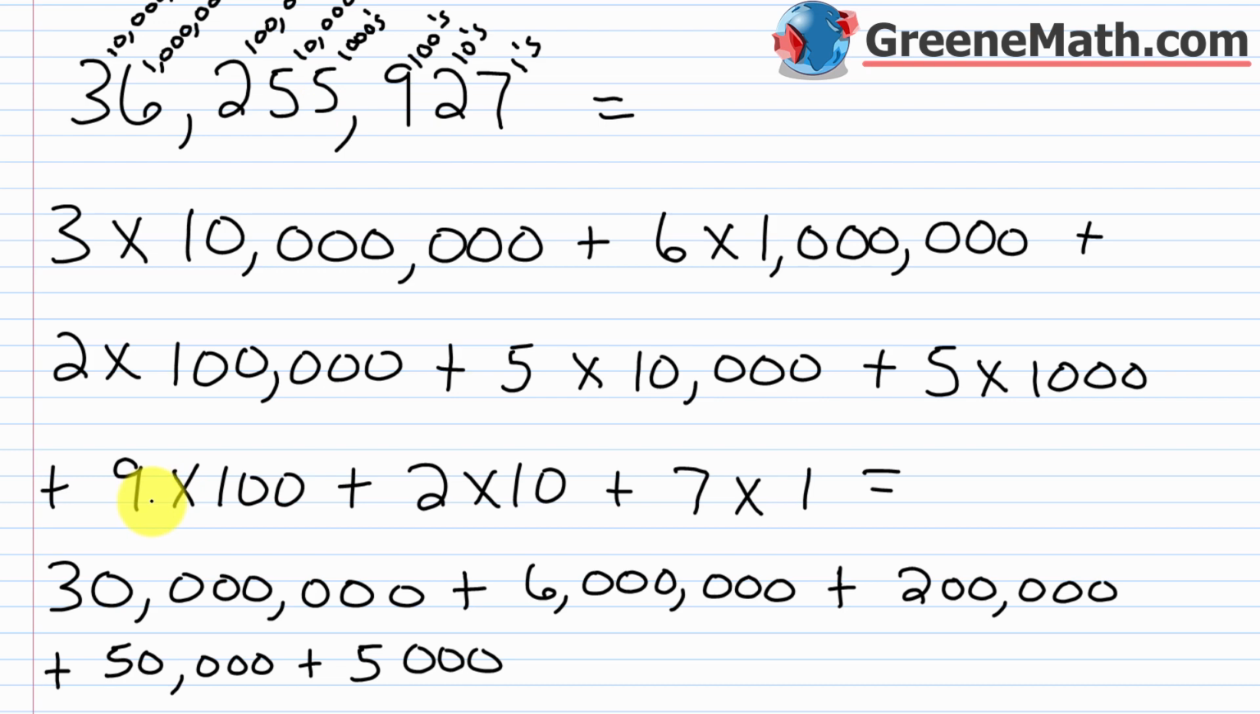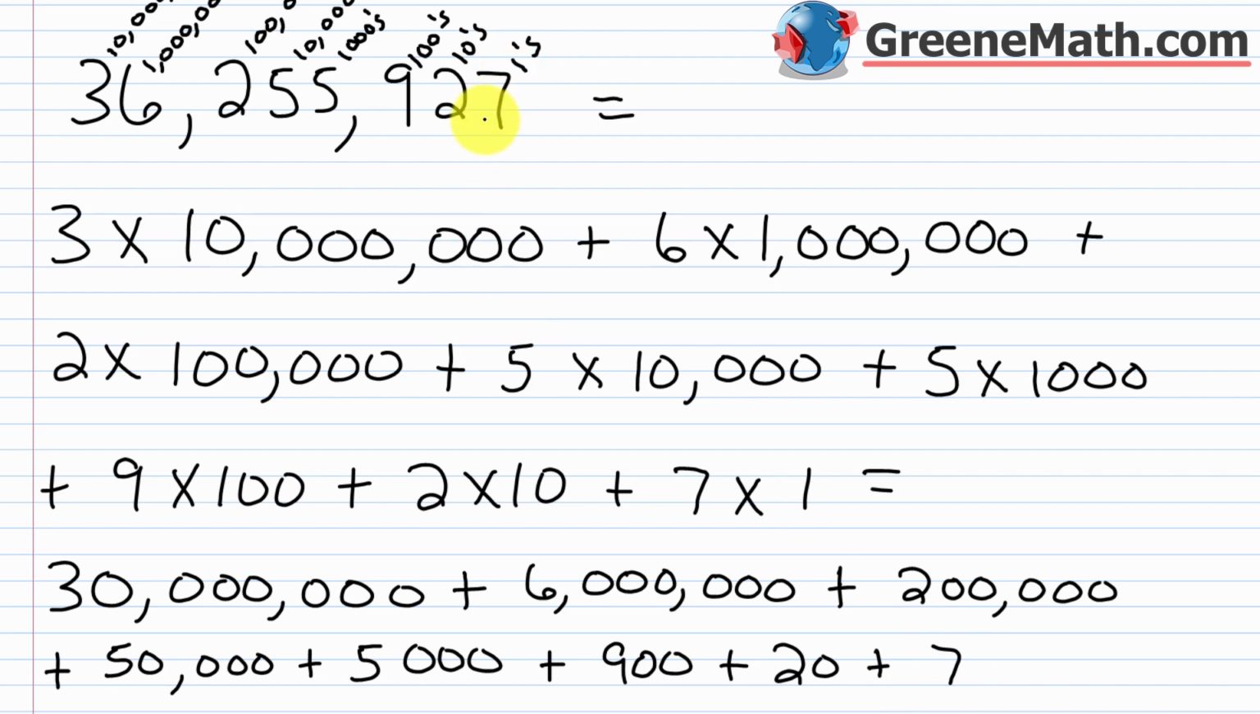And then we have plus 9 times 100, or 900. So this 9 is worth 900. And then plus, we have a 2 in the tens place, so 2 times 10, or 20. So this 2 is a 20. And then lastly, we just have plus 7, right? 7 times 1 is 7. This is just a 7.